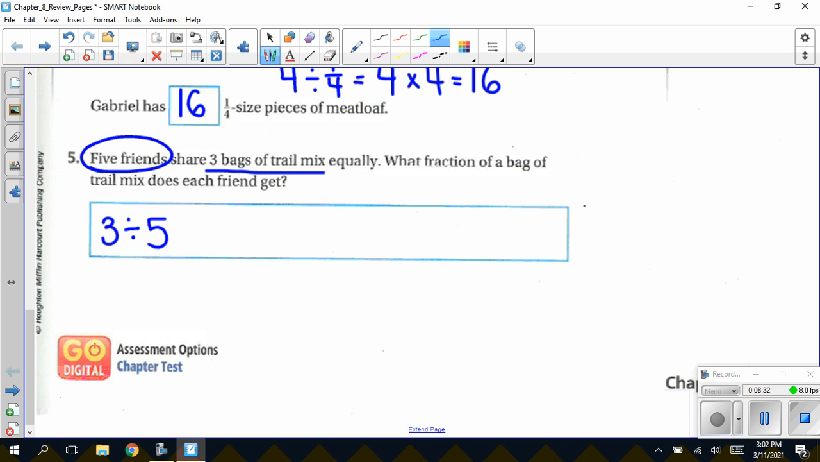Now from 8.3, again, you've learned that the first number, the dividend, is your numerator. The second number, your divisor, is your denominator. So when you set that up as a fraction, you would have 3/5. And I do know that my 3/5 is in simplest form. So that means each friend will get 3/5 of a bag.